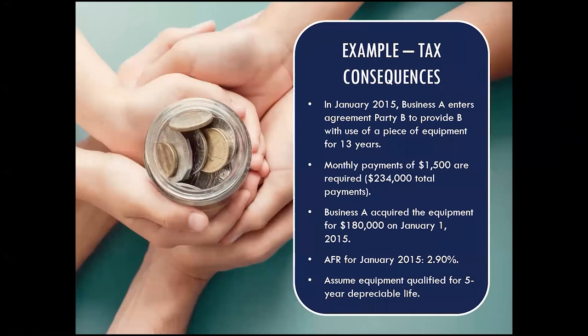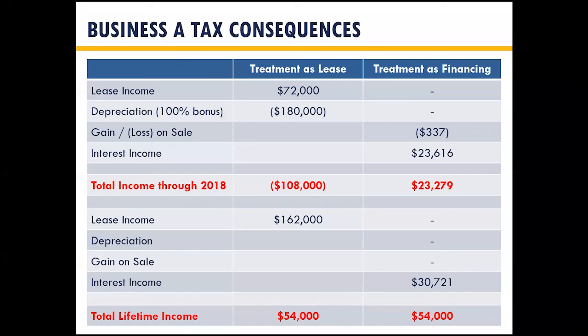And a very quick example here, just to illustrate the potential timing impact of this classification. This is a situation where we have business A leasing a piece of equipment to business B. We have a standard monthly payment over the term of the lease, with $234,000 in total payments. The total cost of the equipment was $180,000, and then our AFR, that's the applicable federal rate as published by the IRS, is going to be the discount factor we use for the lease. In this case, our lease started at the beginning of 2015.